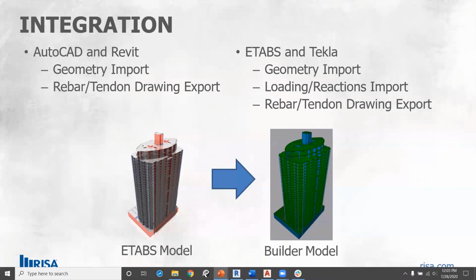Adapt Builder integrates with other platforms, making it easy to incorporate your existing workflows. You can import geometry from AutoCAD and Revit to construct your model. With eTabs and Tekla, you can also import geometry, but you have the added benefit of loading and reaction import. Regardless of which route you choose, once your design is complete in Builder, you're able to export rebar and tendon information back to AutoCAD or Revit for drawing production.